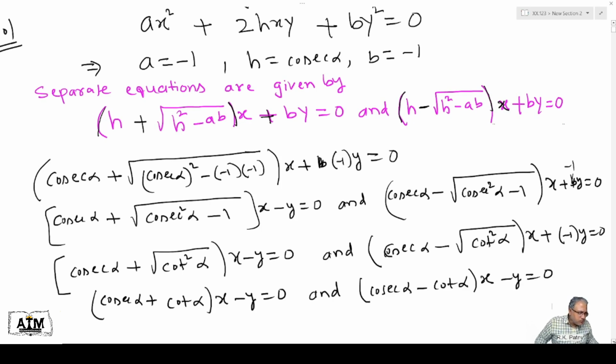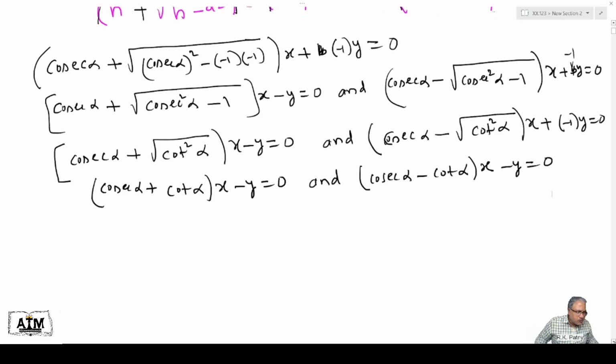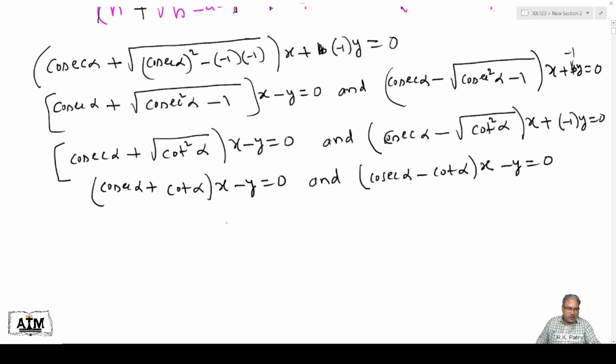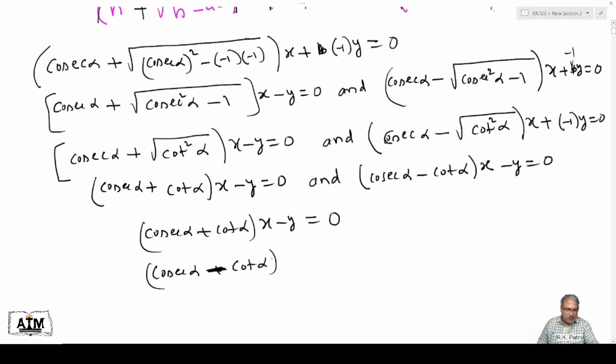So these are the two separate equations. The first equation is cosec alpha plus cot alpha multiplied to x minus y equals to 0, and the second equation is cosec alpha minus cot alpha multiplied to x minus y equals to 0. So these are the required separate equations.